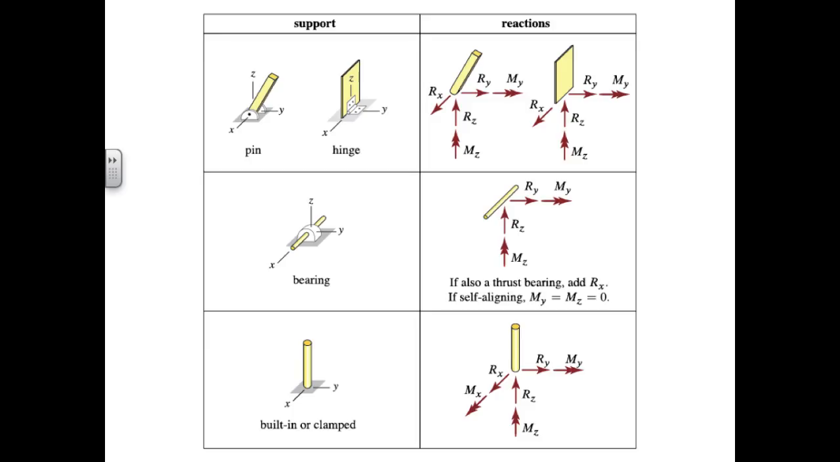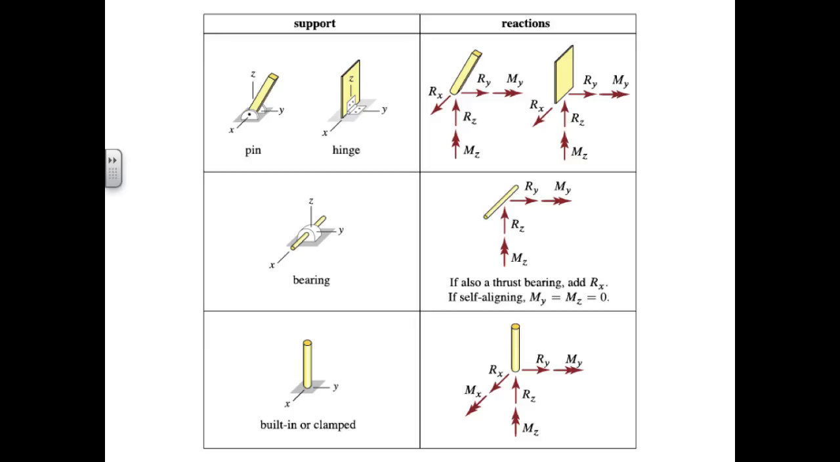Occasionally in our problem statements, you will see a bearing described as a thrust bearing. This means there is an additional component to the bearing that prevents translation along the axis of the shaft. In that case, there is no difference in reaction components between a thrust bearing and a pin. There is another important kind of bearing called a journal bearing or a self-aligning bearing, but we'll get to that in a minute. Finally, in the bottom row, we have a built-in or clamp support in 3 dimensions, which is the most rigid type of support available.